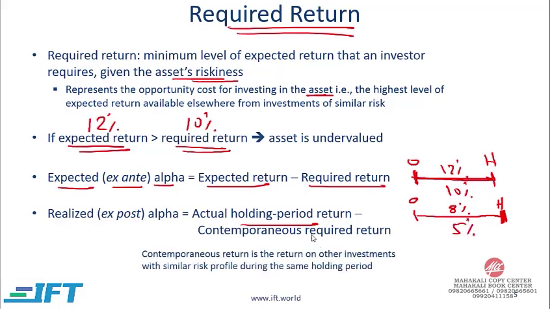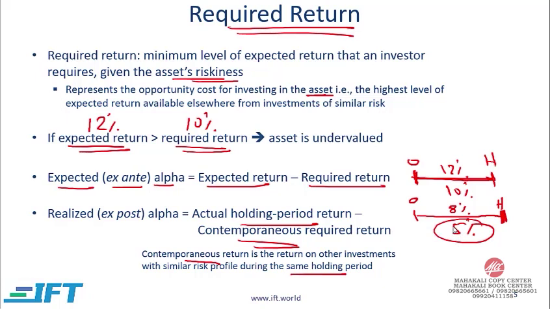So the question is, what do we mean by contemporaneous required return? This is an important term that keeps showing up in questions. The contemporaneous return is the return on other investments with similar risk during the same period. So if you invested in a particular kind of stock, you look at the return on other similar stocks, of similar risk, over the same time period. And this return, let's say, is 5%. And remember, this would be a realized return associated with similar stocks.